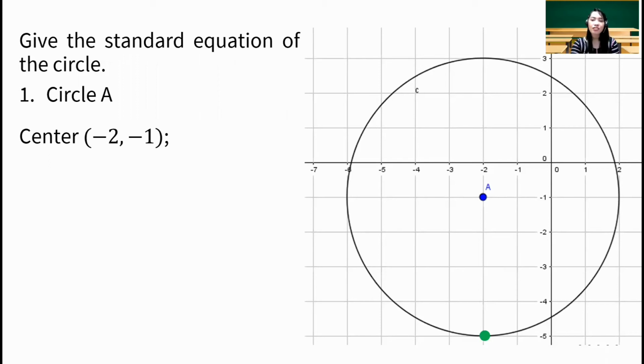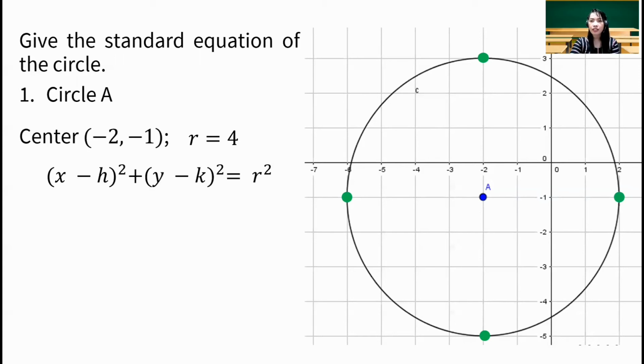Or you can just easily count from the center up to this point. Again, there are 4 units. From the center to the left, up to a point on the circle that is at (-6, 1), you can just count the units or the distance from the center up to this point on the circle, and that is 4 units. So here our r is 4.